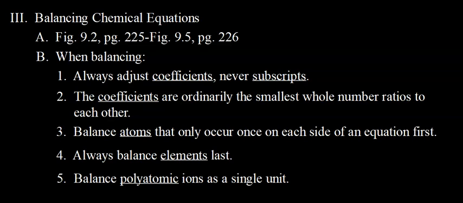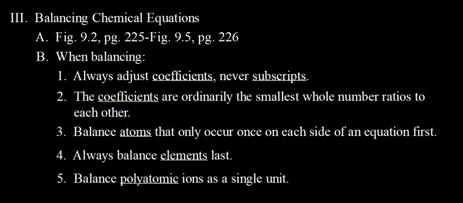All right, here are some steps or tips for balancing chemical equations. First of all, always, always, always adjust the coefficients. We balance equations by adjusting coefficients. Never, ever, ever change the subscripts. Once you have the correct formula for each substance, leave those subscripts alone. Next, coefficients are ordinarily the smallest whole number ratios to each other. I will encourage you sometimes to temporarily balance using a fraction. Temporarily, we've got to get rid of it, but sometimes that helps as well.